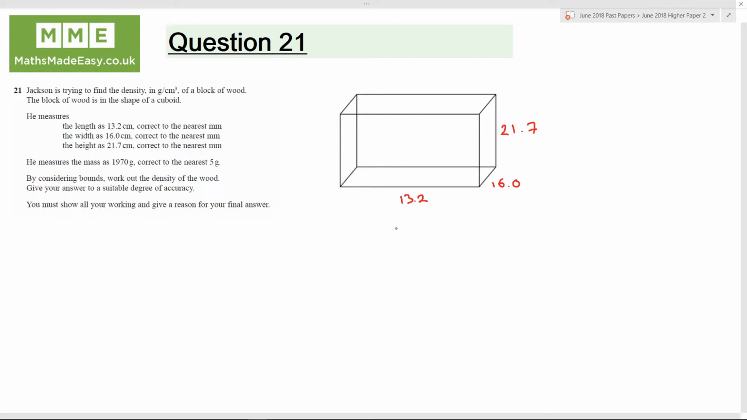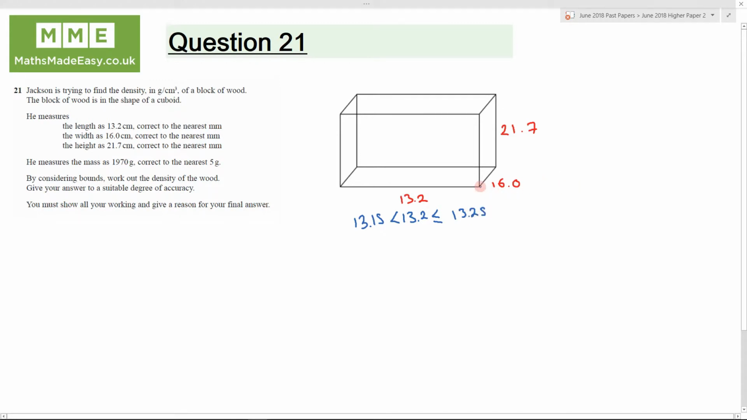Okay, first let's work out the upper and lower bounds for all of these lengths. So they're all measured to the nearest millimetre, which means that we need to half a millimetre and add it and take it away to get the upper and lower bounds. So 13.2, the lower bound would be 13.15 and the upper would be 13.25.